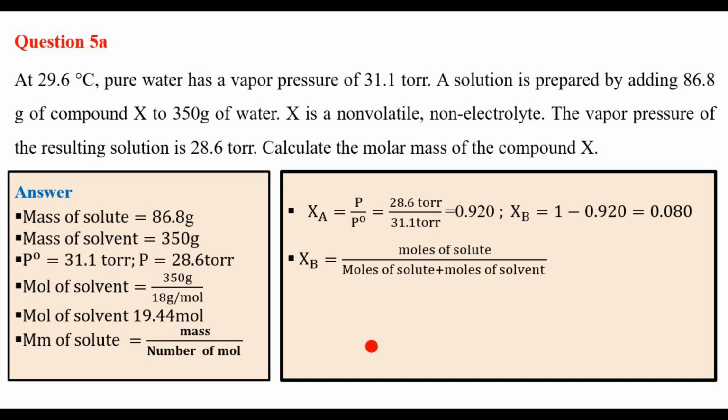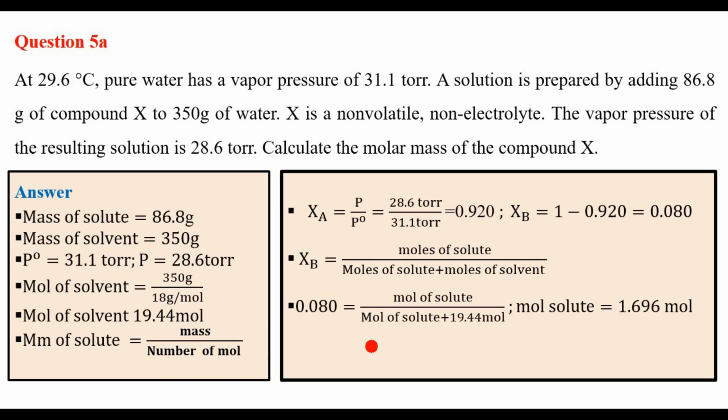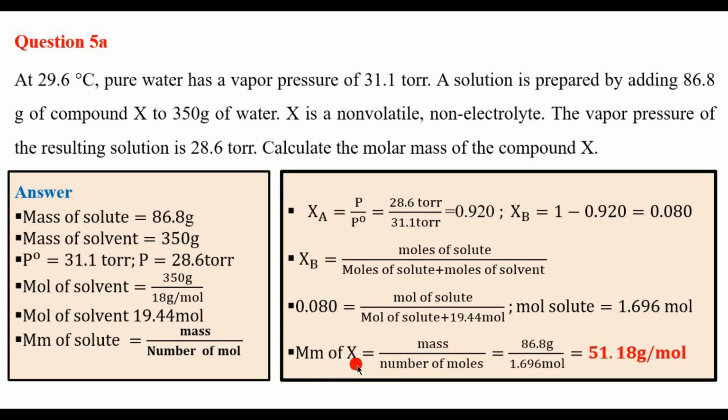So we know XB is 0.08, which is the mole fraction of the solid. Then you can rearrange, since the mole fraction of the solvent is known, and we can determine the moles of solid. We see that the moles of solid is equal to 1.696 mole. Just rearrange and find the moles of solid. Then after getting the moles of solid, you can determine the molar mass of the compound by taking the mass divided by the number of moles. Then we get 51.18 gram per mole. That was question 5A.